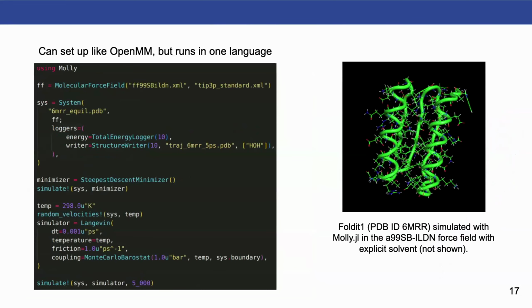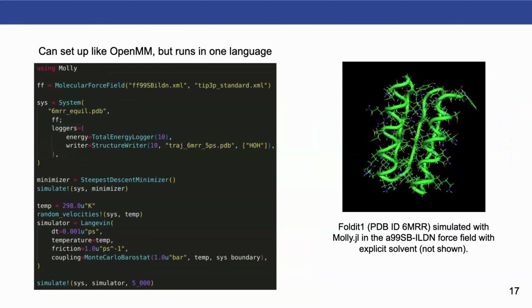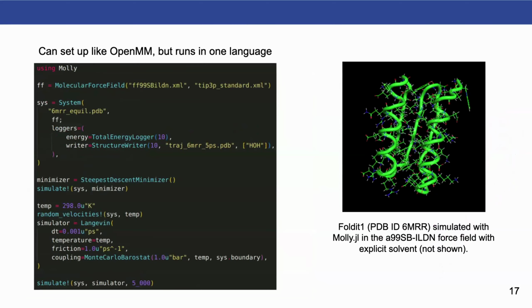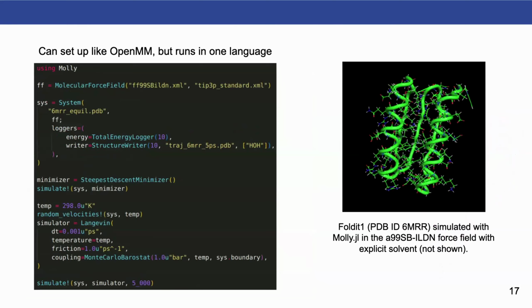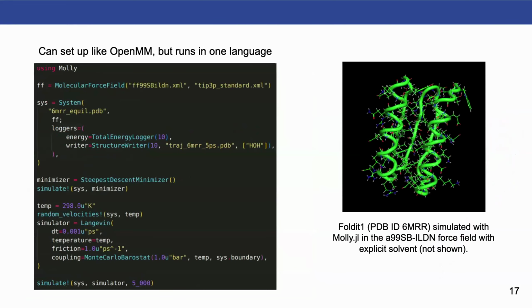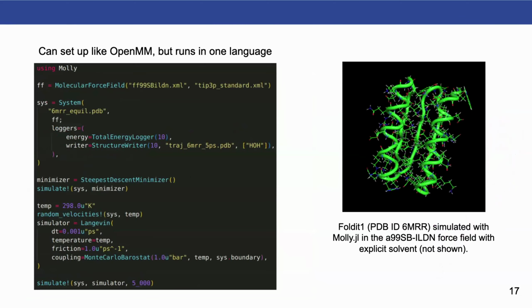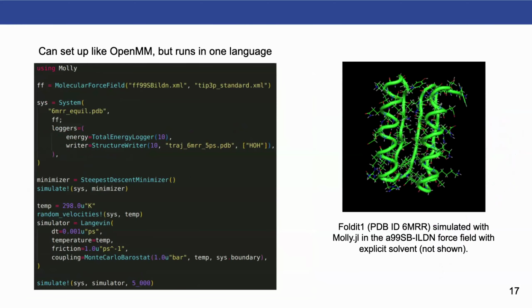So you've seen that before. The animation is not in Molly, the animation's in IMOL, but the simulation itself is generated with this code. So in this case, you're loading in a force field. This is all the parameters of the electromagnetic force field. You then set up the system from the force field and the structure file. We give it some loggers to log properties.